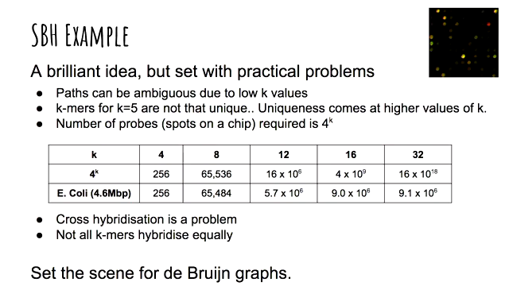The number of spots we need on a chip is 4 to the power of k. So if we want 32-mers, which is roughly where we're starting to see uniqueness, we need 10 to the 18 spots on our chip, which is just way too many. The people who were running that technology at the time just went, yeah, nah.